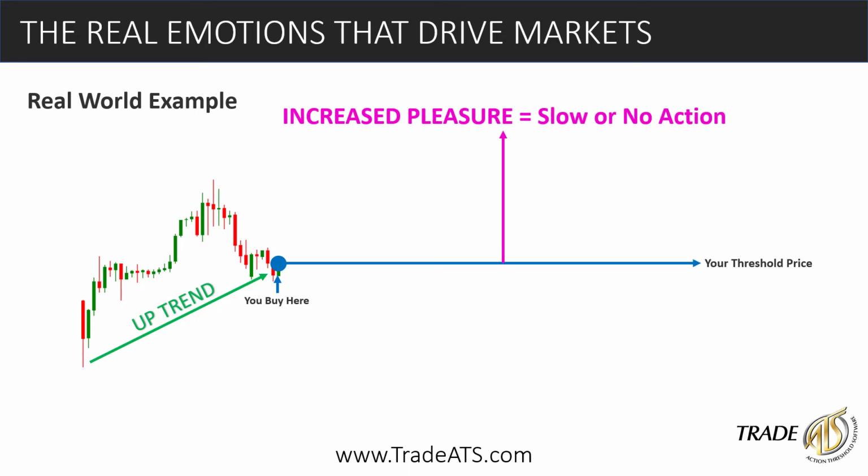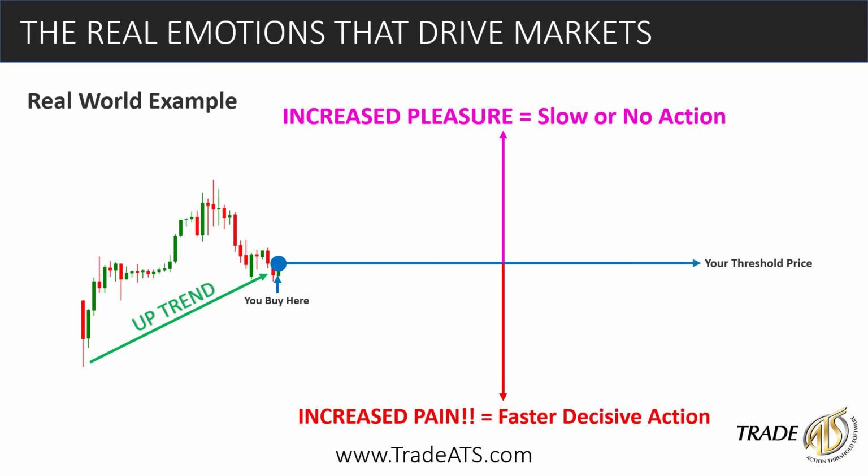Now, the higher you get above that threshold price, you are going to feel increased pleasure, which is going to equal slow or no action on your part. Those pleasure chemicals are going to come in. You're going to feel good. The higher price moves in your favor, the better you're going to feel. Now, as price falls below that threshold price, the further it goes, you're going to feel increased pain, which is going to equal faster and more decisive action.